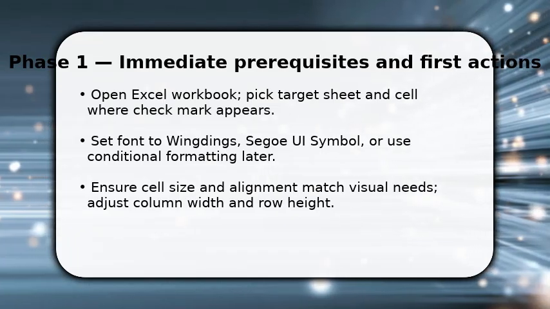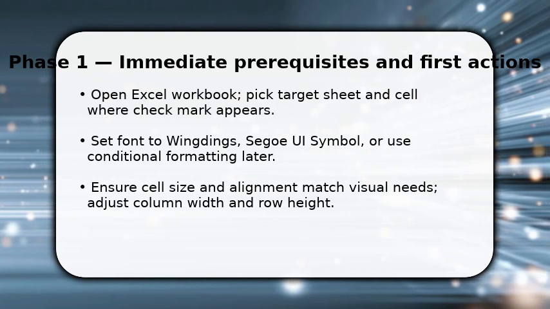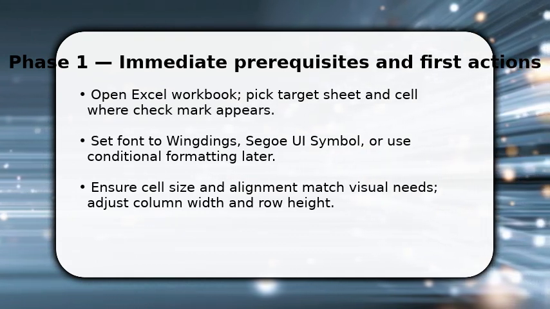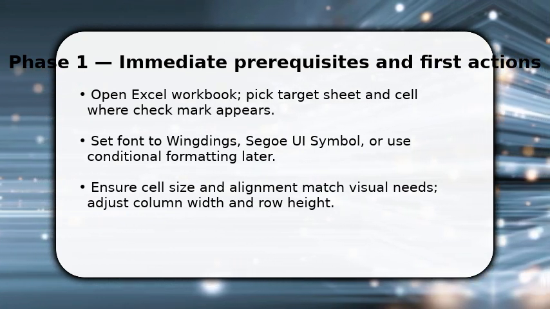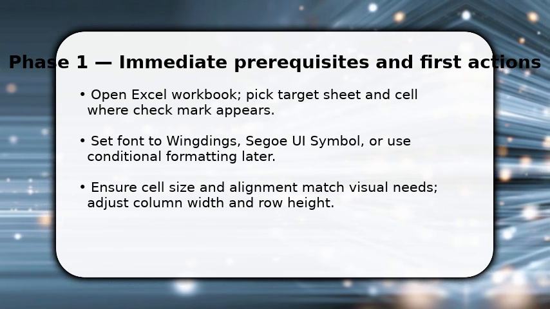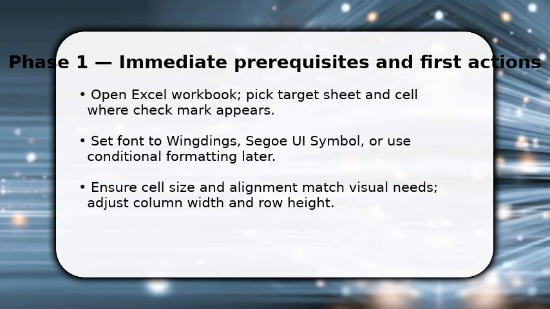You start by opening the workbook and selecting the exact cell for the check. This matters because placement affects formatting and later automation. Change the font to Wingdings or Segoe UI Symbol if you plan a symbol check. This lets a character look like a check.